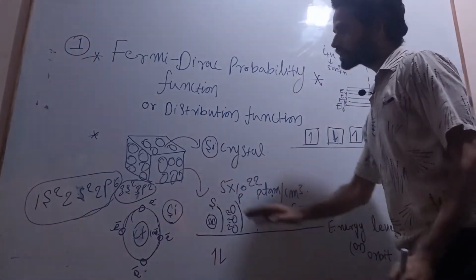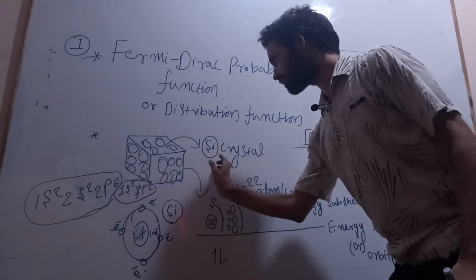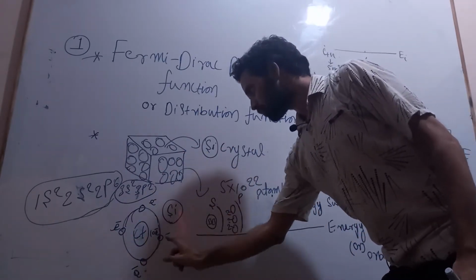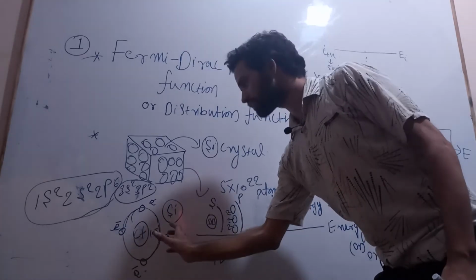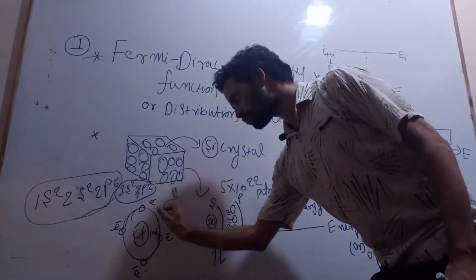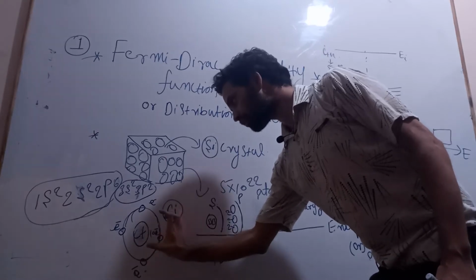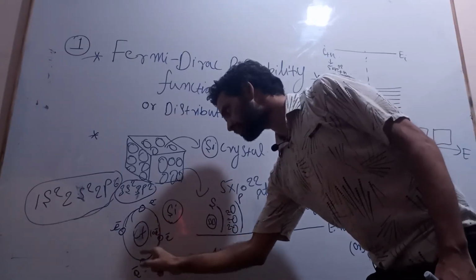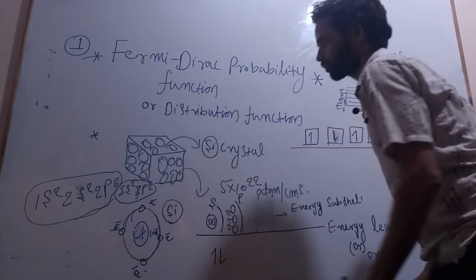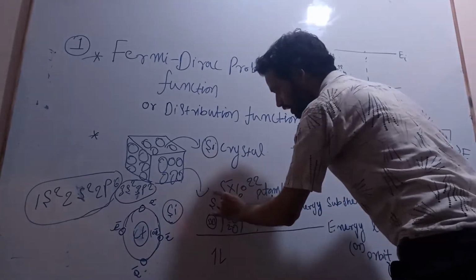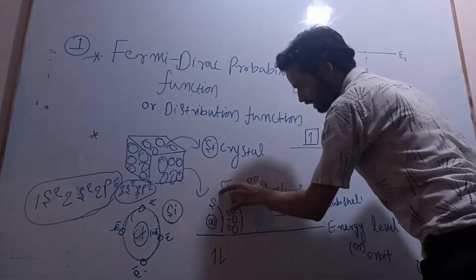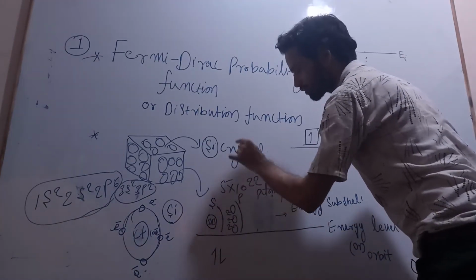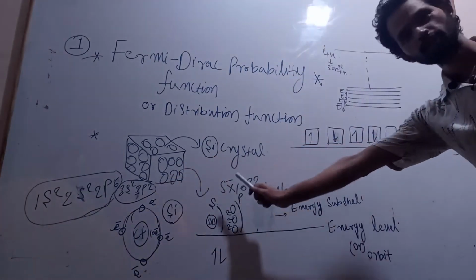How many electrons are there in a single silicon crystal? Every silicon atom has how many electrons? 4 electrons, in the sense of the outermost shell. How many electrons are loosely bound by the nucleus? These are 4 electrons. Just multiply it by 4 and it will come to the order of 10 to the power 23. These are the total number of electrons within 1 cubic centimeter of silicon crystal.